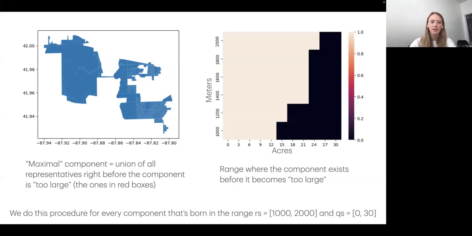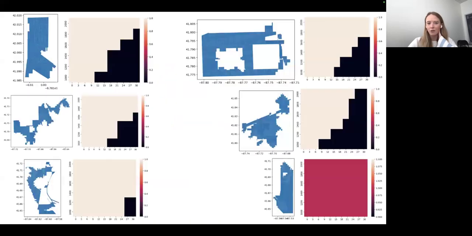So in blue here, that's the component from taking all of those unions, and on the right is the sort of range of acres and meters values for which that component isn't then merged with the entire city. So we're saying that this area has poor access to parks over that sort of tan colored collection of parameter values. And we can do this for every component that is born in that range of those like 9 images that I showed before. And we actually only end up with 7 distinct maximal components in the end. So that was one of them.